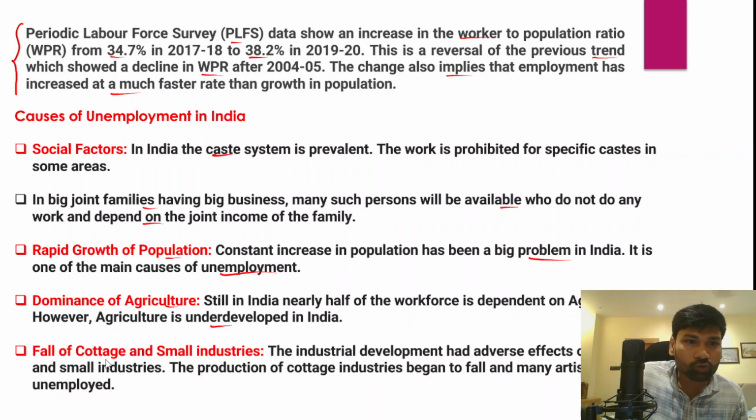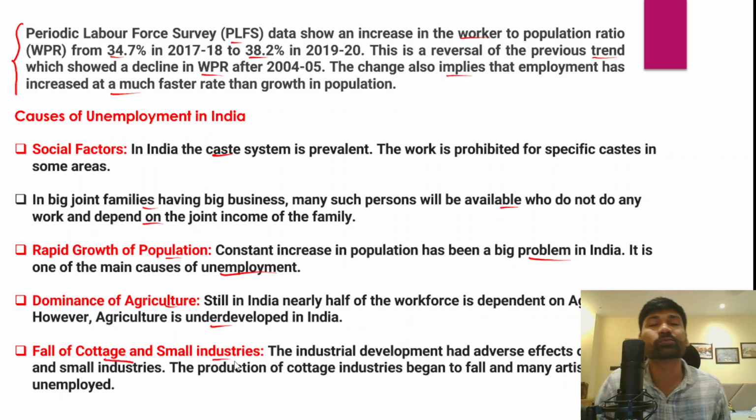Apart from that, there is also a fall in cottage and small industries. Don't forget, the cottage and small industries fall under the category of micro, small and medium enterprises. Yesterday itself we discussed that micro, small and medium enterprises have a lot of potential to create gainful employment opportunities. Right? But these MSMEs are also facing a number of challenges. So we have discussed what challenges they have been facing.